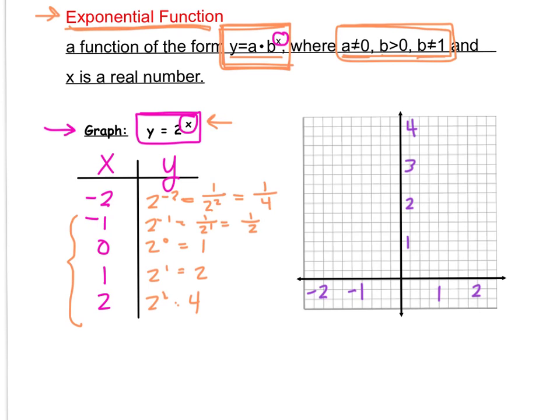So once you have your table completed, now we need to go ahead and graph. Notice that when I numbered my graph, I really spaced it out. I did every 4 lines was one, so each line represents a quarter, and that's actually just going to make my graphing a little easier. So -2, 1/4; -1, 1/2; 0, 1, which is the standard placement; 1, 2; and 2, 4. Then when we go ahead and connect our dots, notice it has that curve. It's just really zoomed in.